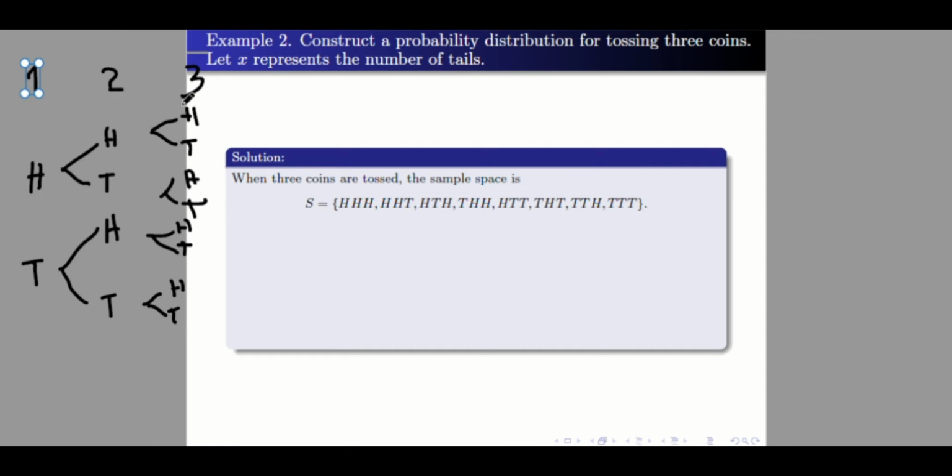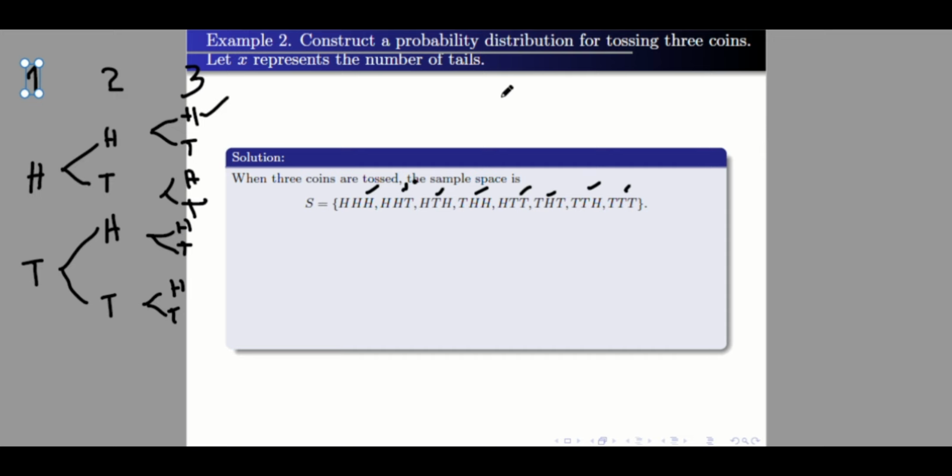For the possible outcomes, we have H, H, H. Next, H, H, T. H, T, H. Then H, T, T. Then we have T, H, H. We have T, H, T. T, T, H. And we have T, T, T. So thus we have this sample space.